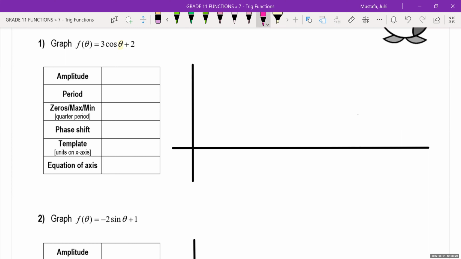We will begin with the 3. The 3 represents your amplitude. So that means we're just going to fill in the chart and write 3 for amplitude. The positive 2 tells you your equation of axis. So I'm going to go all the way to the bottom of the chart. I'm going to write y is equal to 2. That's where we're going to draw our equation of axis.